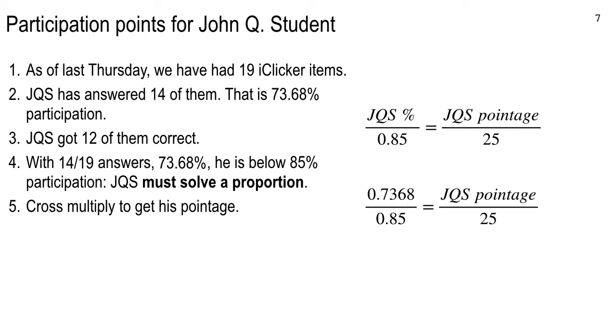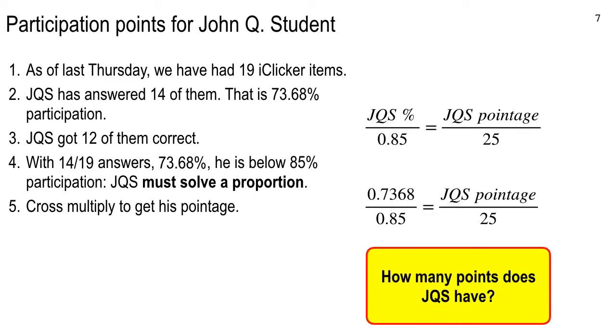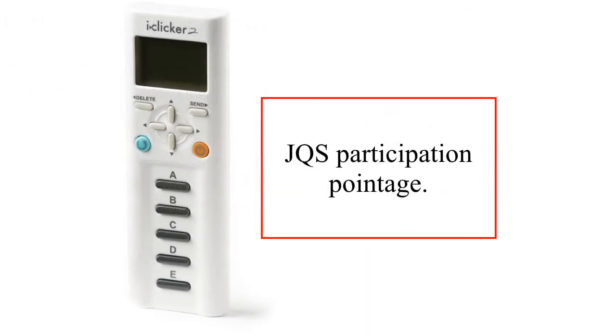Now, I'm going to ask you how to do that on your next clicker question. Okay, so get your clickers out. And you're going to figure out his pointage. And by the way, also, round up to the next whole number. Always round up. Even if you have, you know, 17.001, you round that up to 18. Okay, so here we go. We're going to do his participation pointage.